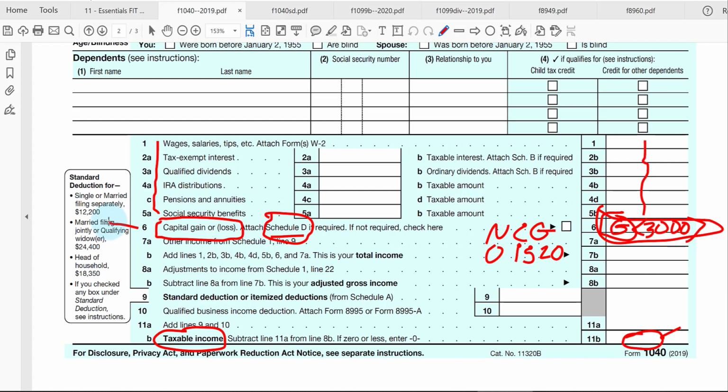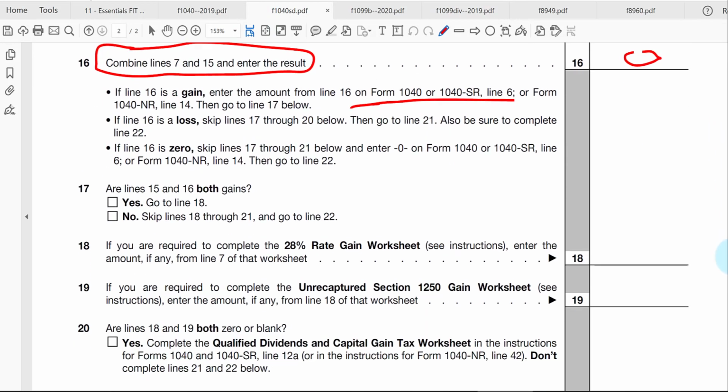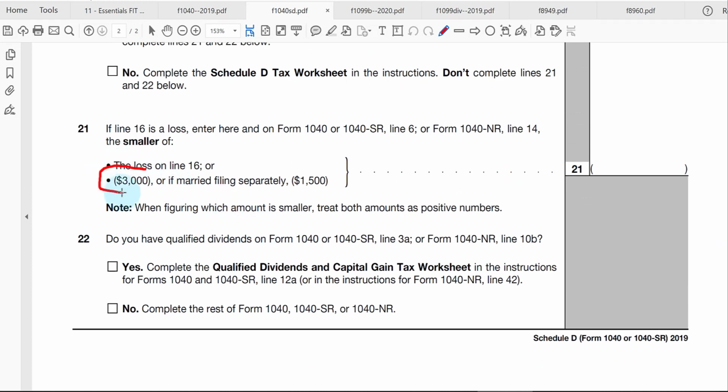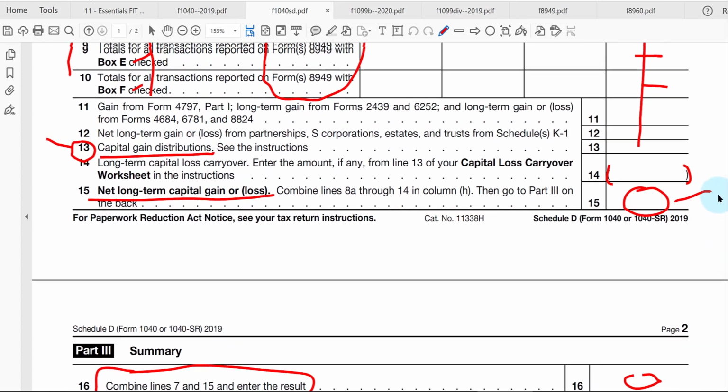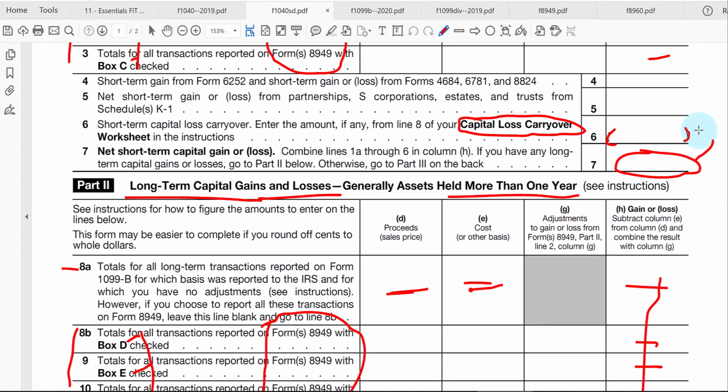And again, if it's a loss, not a gain here, you have to go down here and limit the loss up to $3,000, or $1,500 if it's a married filing separate return. And again, any excess unused losses you carry over to next year's Schedule D and deduct it over here for long term, or deduct it over here for short term.